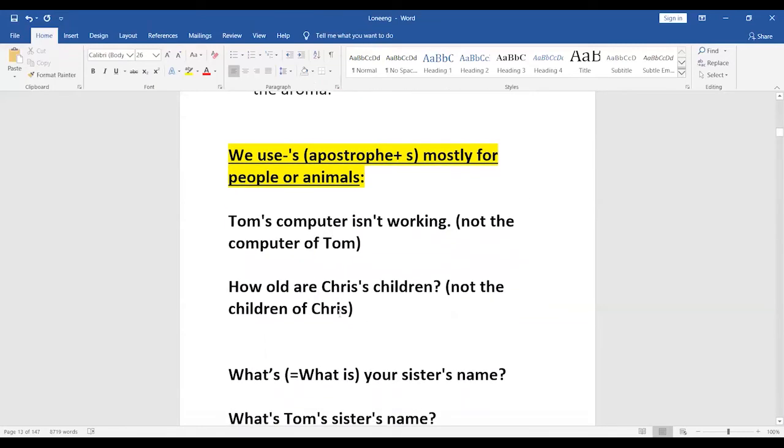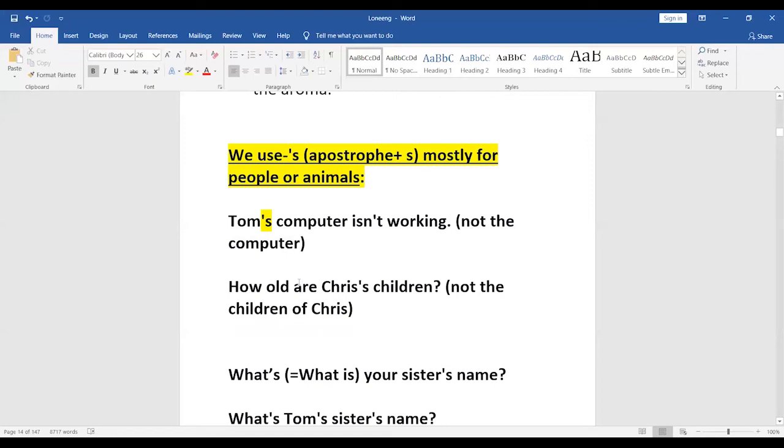Now, let's learn a little about apostrophe S. We use an apostrophe and an S mostly for people or animals. For example, Tom's computer isn't working. It's not that Tom isn't working, but Tom's computer isn't working. Here, actually, I think we should remove this "of Tom." It kind of confuses people. I think it'd be easy if you say, Tom's computer is not working.